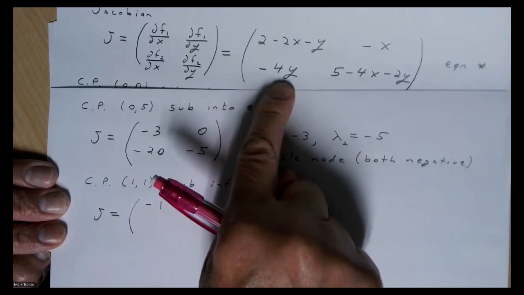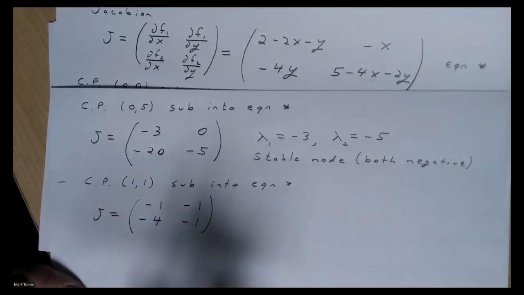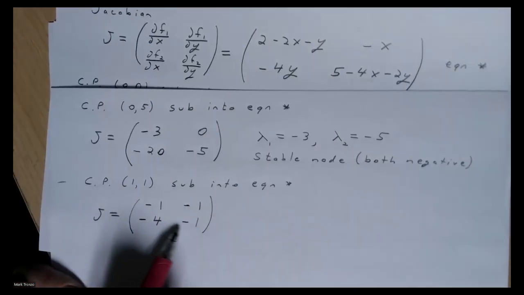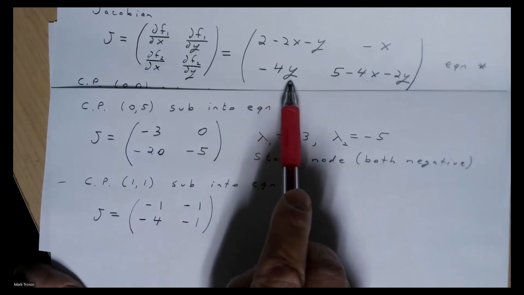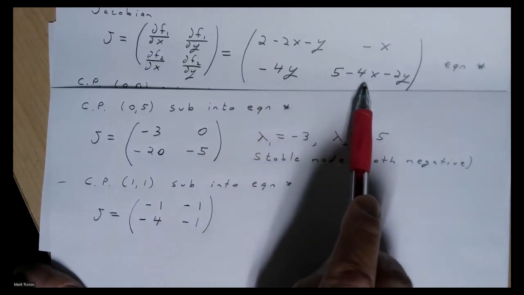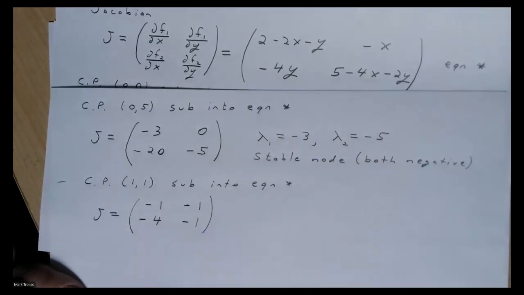Then over here, what's that going to give us? Minus. Then the last two are minus 4 and minus 1. When you put 1 here, that's minus 4. Then 5 minus 4 is 1, minus 2, minus 1, like this.